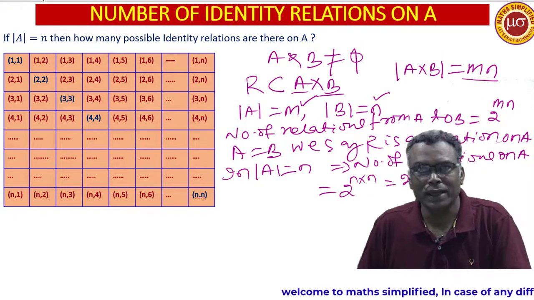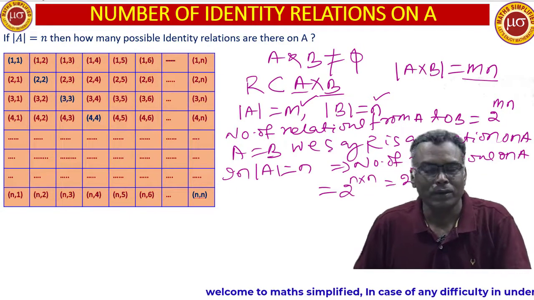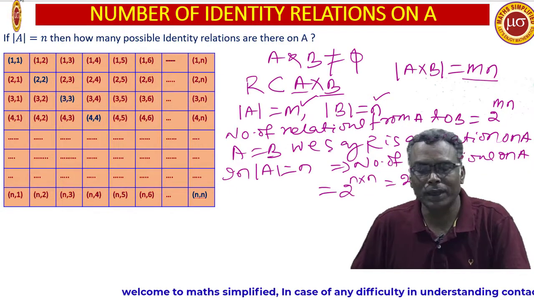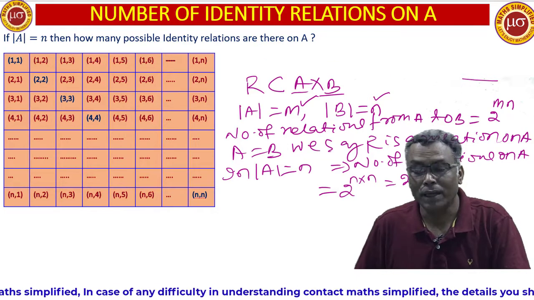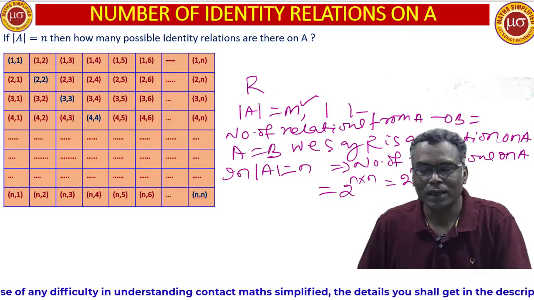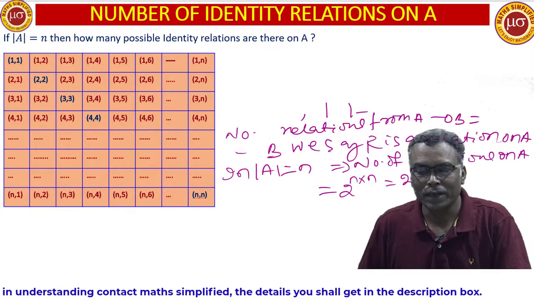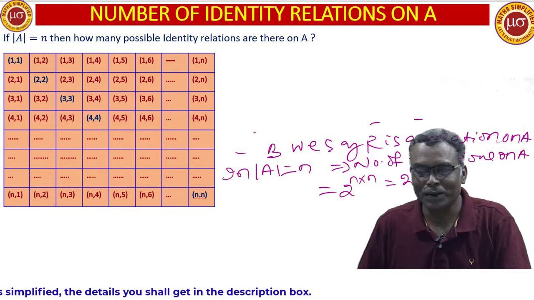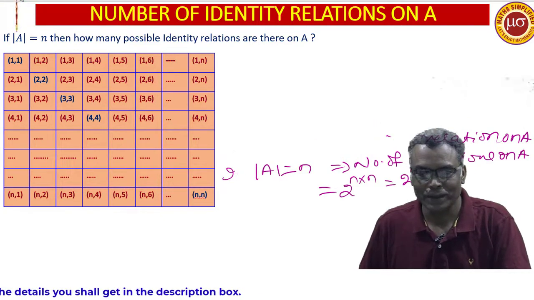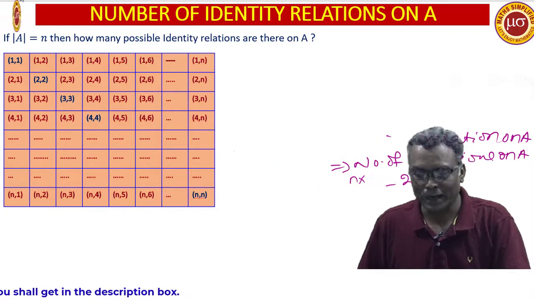Now, the question arises: out of 2 to the power n square relations, how many are reflexive, how many are identity, how many are symmetric, how many are equivalence. All these things you shall get from this video. Okay, let us go ahead.